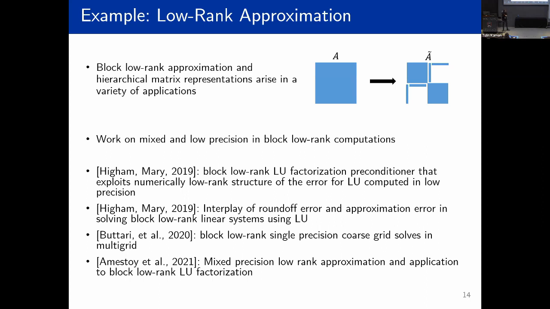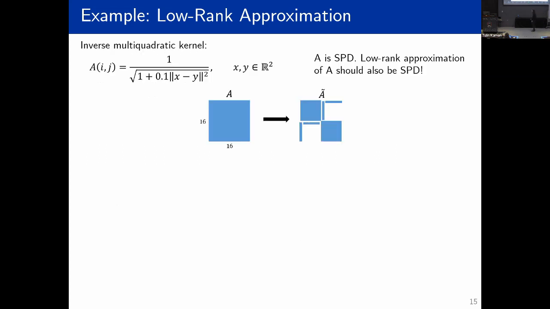Okay, another example is in hierarchical and low rank approximations. Here's just an example of block low rank approximation. So I have some matrix A, and I'm going to approximate it in this format. I'll keep the diagonal blocks, and the off diagonal blocks I'm going to represent by some low rank pieces. There's a lot of work by Nick Higham and Theo Mary and others on mixed and low precision and block low rank matrix computations.